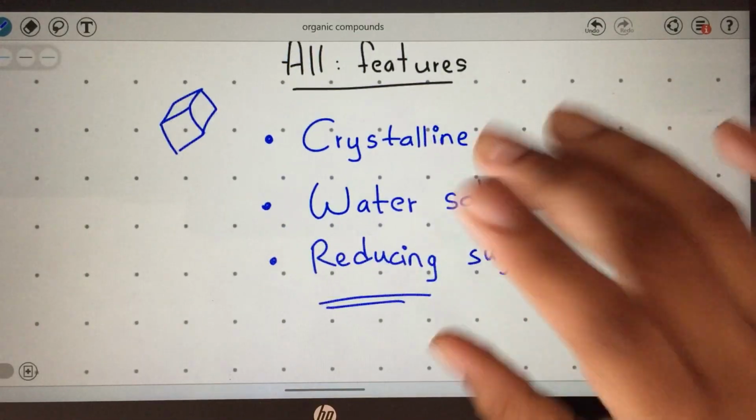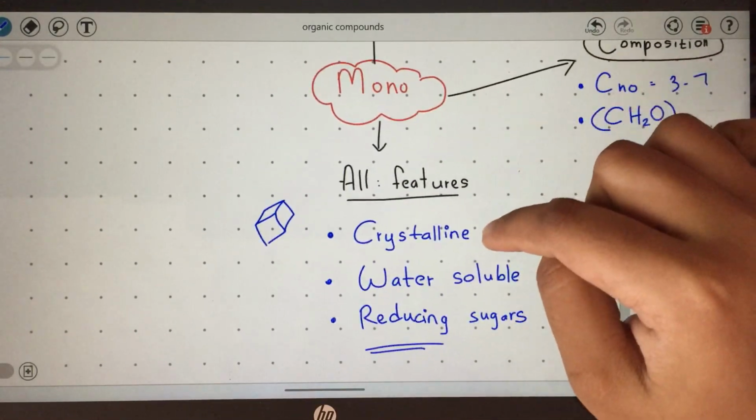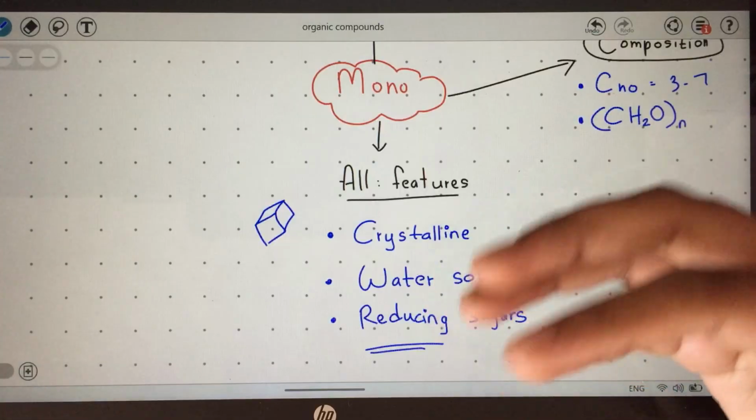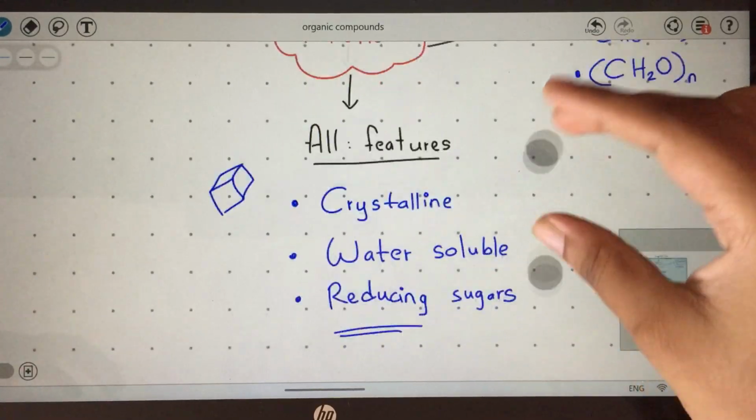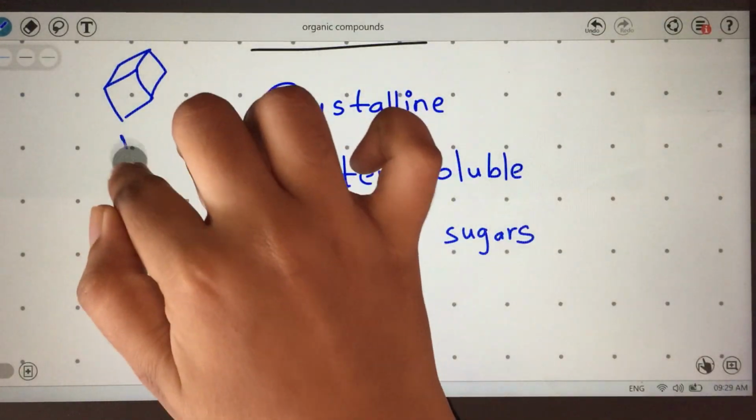Remember that. Now, if they ask for the features of all monosaccharides, what do you have to recall very quickly? Just the sugar that you add to your tea. Why? It's going to be solid. And then you are going to add it to the tea.